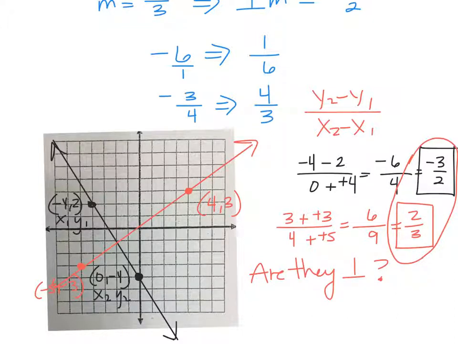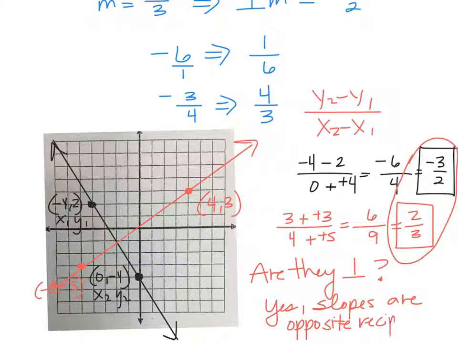What's the answer? Yes, they are. We flipped it and we changed the sign, right? So we would say yes, their slopes are opposite reciprocals. Okay. Questions on that? All right.